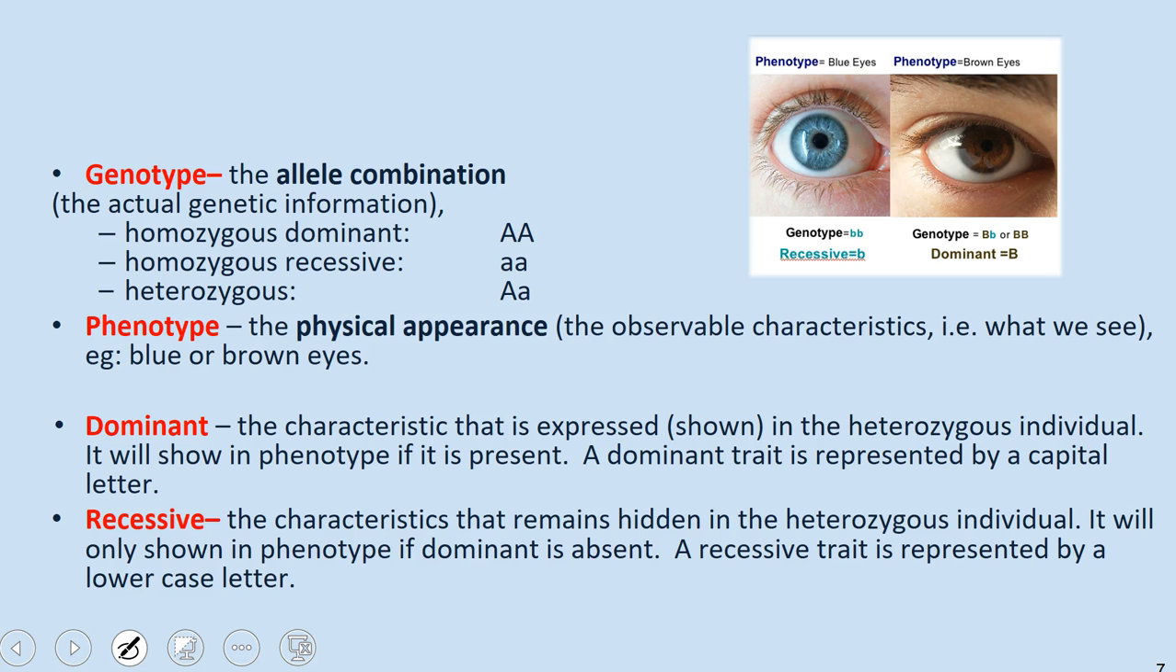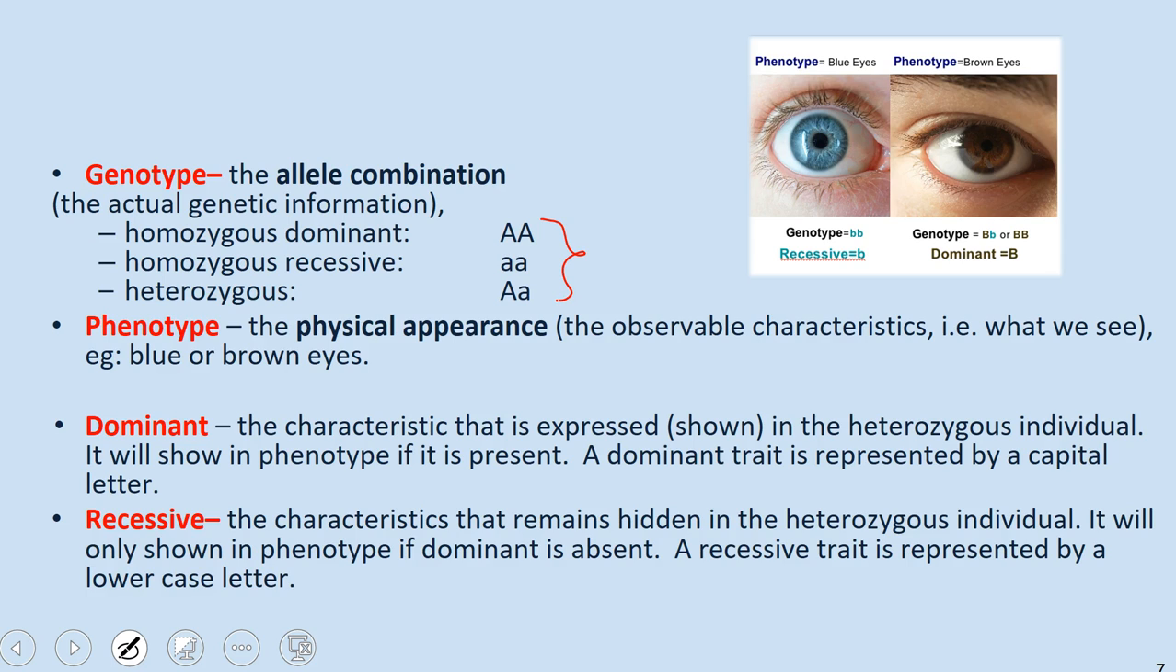So when we refer to the genotype of an individual, this is the allele combination, whether or not it is homozygous or heterozygous, and whether it is homozygous dominant, which means it would have two capital letters, or homozygous recessive, which means it would have two lowercase letters. And if it's heterozygous, it has to have one of each.